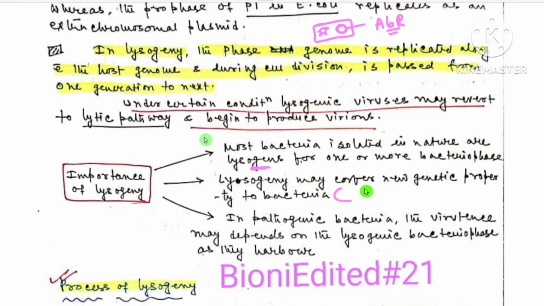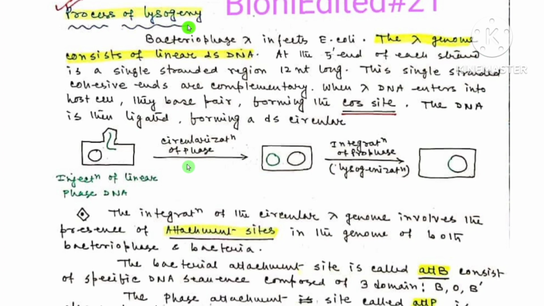That means they actually diversify the bacteria, and they produce different strains of bacteria. In pathogenic bacteria, the virulence may depend on the lysogenic bacteriophage they harbor. Now we will discuss the process of lysogeny, or the genetics of lysogeny.